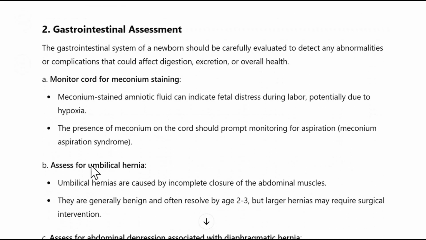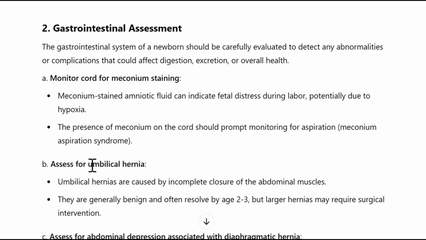Here's the expanded and detailed version of the content, adding explanations, context, and clinical significance.